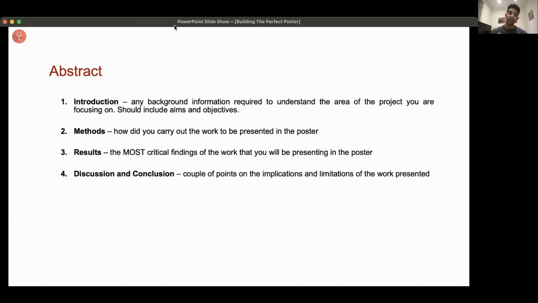Methods, again, only methods for what you did, what you're going to talk about in the abstract and future poster. And you don't need extreme amounts of detail there. You just need enough for the reader to understand what you've done and how you've done it, especially if you've done something quite unusual. And then the results section here, again, the most critical results from your work. Don't delve into the tiny little details that are interesting to you, but they might not be interesting to the larger audience. And then finally, the discussion and conclusion, which should highlight the impact of the work in the future and a few of the limitations there.